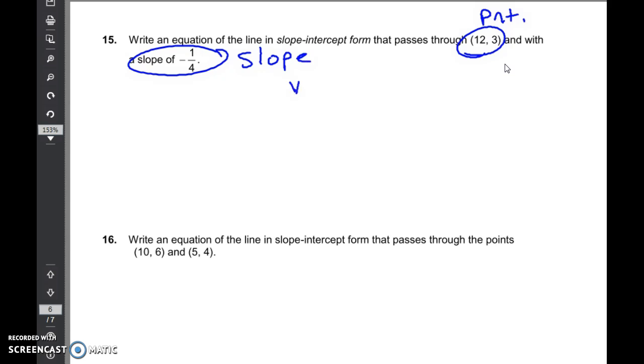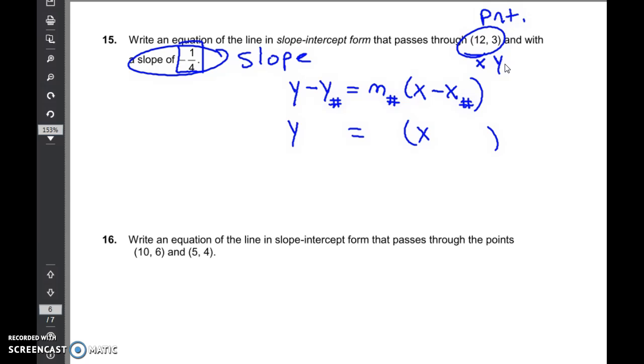Point slope is y minus a y number equals m times x minus an x number. A y number here is 3. The x number is 12. The slope number is -1/4. So when these numbers go in, the 12 goes in for that second x. The 3 goes in for y. And the m is the -1/4.